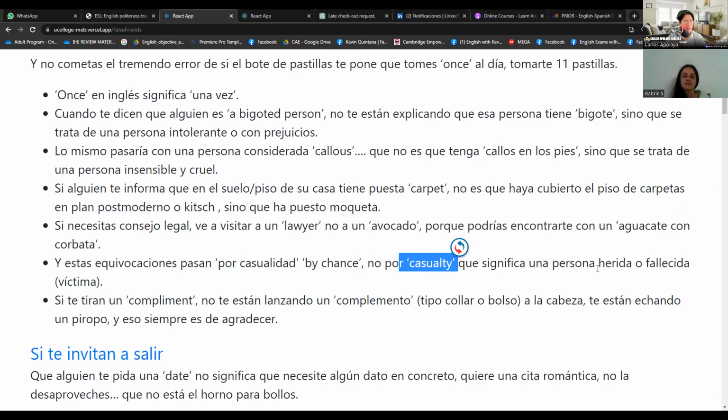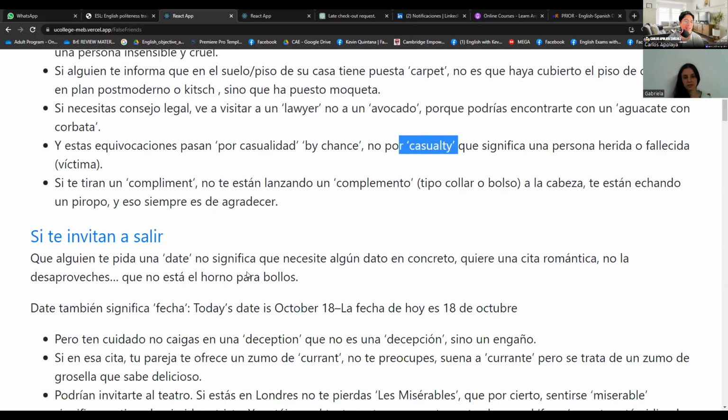For example, yesterday I was driving my car and I saw an accident. There were a lot of casualties. ¿Te diste cuenta? And I saw them by chance. Los vi a los heridos de casualidad. Si te tiran un compliment, no te están lanzando un complemento, que puede ser un tipo de collar o bolso. Te están echando un piropo y eso siempre es de agradecer.